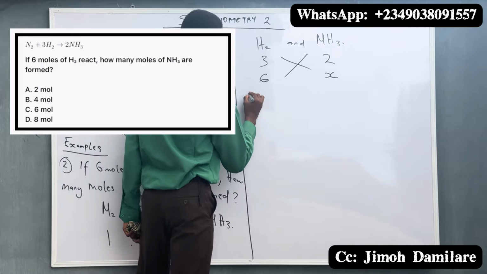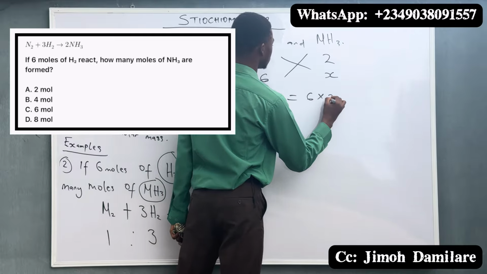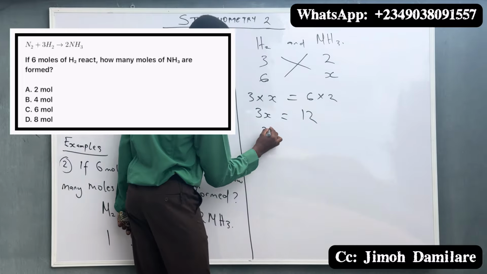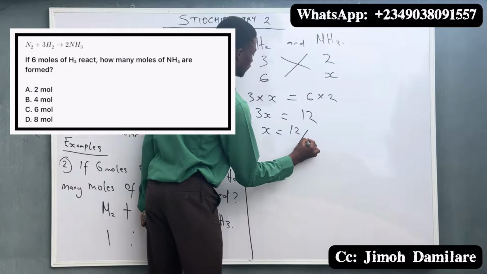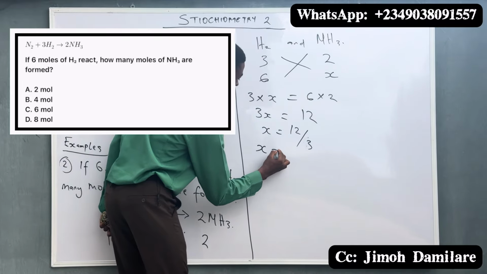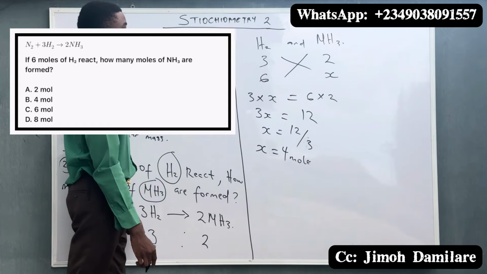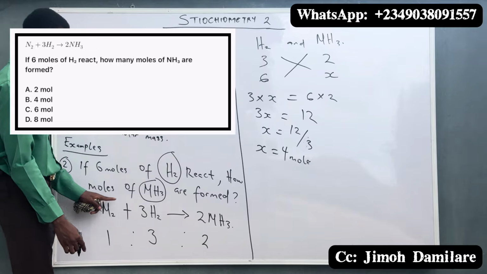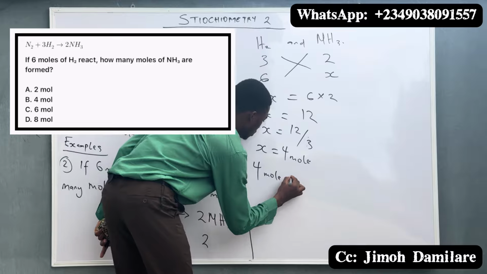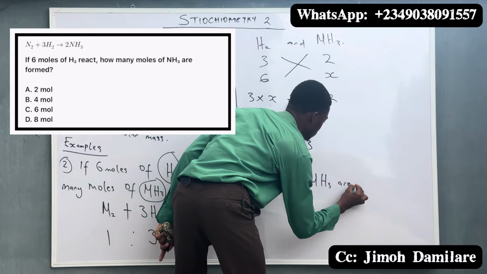When you cross multiply, you have 3 multiplied by x to be equal to 6 multiplied by 2. So we have 3x equal to 12. So our x will be equal to 12 divided by 3. And our x will be equal to 4 mole. So 4 mole is correct to this kind of question. So we can now say 4 moles of NH3 are formed.